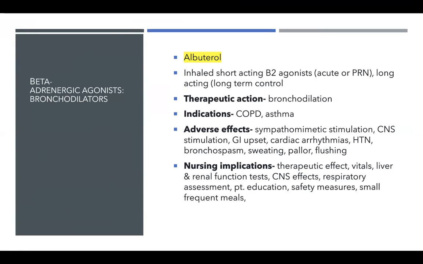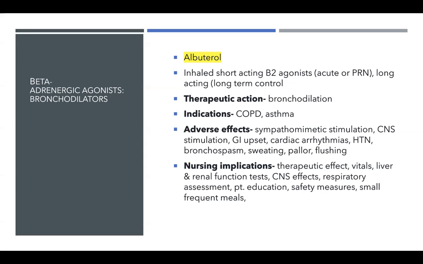So it works by providing bronchodilation. It's indicated in those who have COPD or asthma. Some adverse effects are sympathomimetic stimulation and CNS stimulation. You might see some GI upset, cardiac arrhythmias, hypertension, bronchospasm, sweating, pallor, and flushing. I don't know if anyone's ever had to use an inhaler before, but most commonly you're probably using albuterol, and you might feel some palpitations in your chest after you've used that. That can be common.